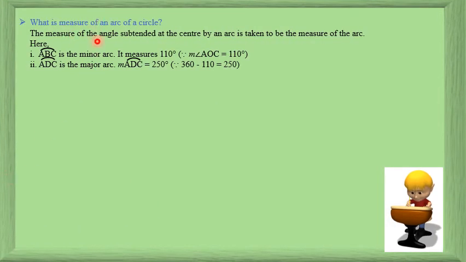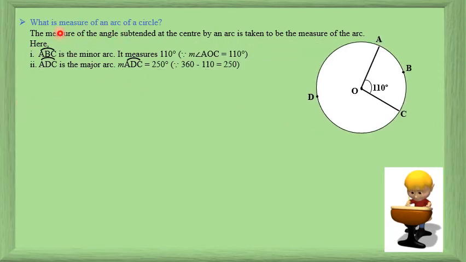Now let's learn what is the measure of an arc with the help of this figure. The measure of the angle subtended at the center by an arc is taken to be the measure of the arc. Now here, see, angle AOC is giving rise to the arc ABC, correct? So what is the measure of angle AOC? It's given as 110 degree. So because angle AOC is 110 degree and this angle is giving rise to the arc ABC, the measure of arc ABC is also equal to 110 degree.